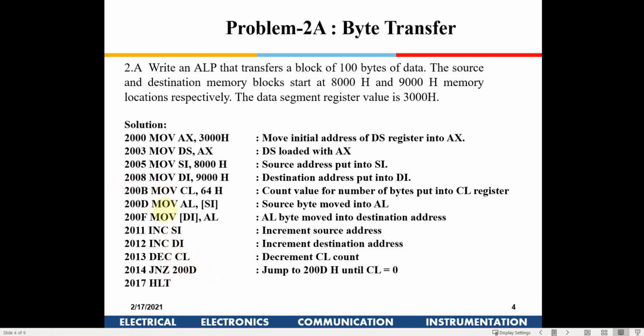Again we move the next data, so it will form a loop till the value gets to 0. Continuously this loop will work until all the 100 data bytes are transferred, and once it is done, you come out of the loop. So this is how we write the program here. In case you are asked not to specify these memory locations, then instead of 200D, you can give a label here, such as label 1, and then you can write JNZ label 1.